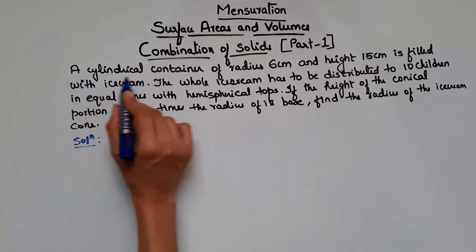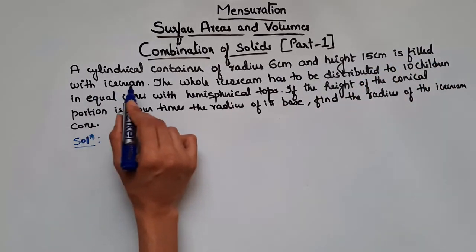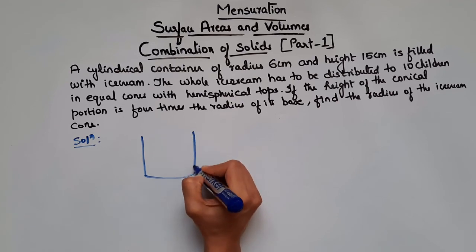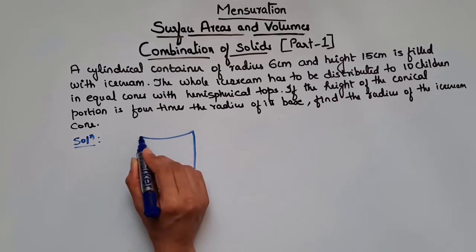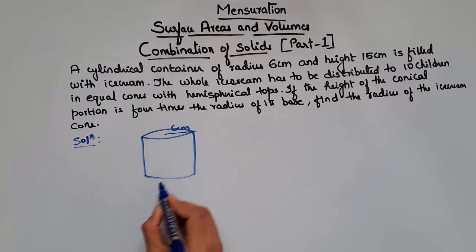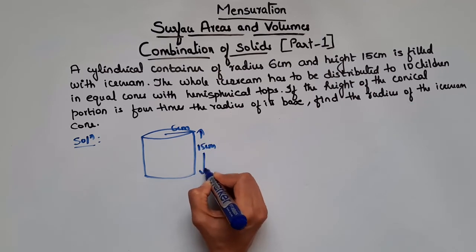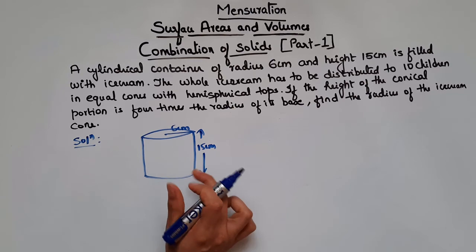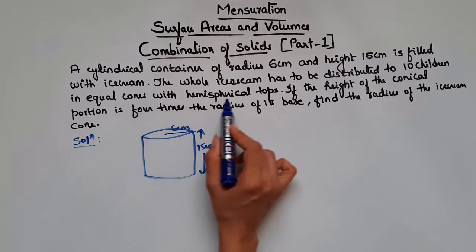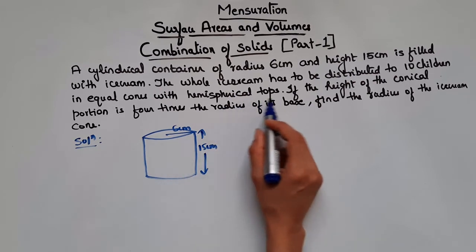Here it says a cylindrical container of radius 6 centimeter and height 15 centimeter is filled with ice cream. So we have a cylindrical container whose radius is 6 centimeter. So this is 6 centimeter and the height of the cylinder is 15 centimeter. So this container is filled with ice cream. The whole ice cream has to be distributed to 10 children in equal cones with hemispherical tops. So we have to empty the ice cream into 10 equal cones with hemispherical tops.